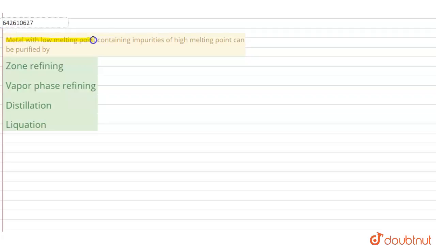Hello students, let's start the question. Metal with low melting point containing impurities of high melting point can be purified by. So we have 4 methods given over here. This comes from our chapter of metallurgy.